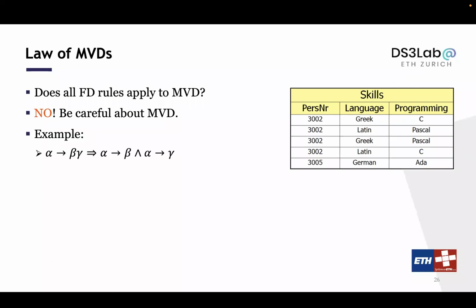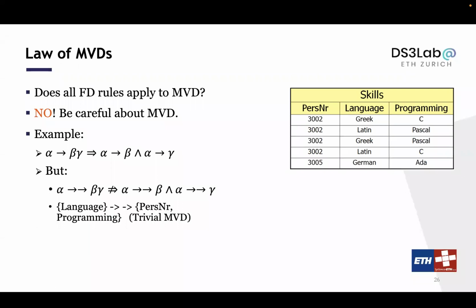So just look at one example. You have this functional dependency rule, which is actually very trivial: alpha decides beta and gamma, that's going to imply alpha decides beta and alpha decides gamma. So for functional dependency, that makes sense. But on the other hand, when we talk about a multivalued dependency, this rule doesn't really hold. You cannot decouple the right-hand side. Just a very simple counterexample: in this case, you have the multivalued dependency from language to the combination of personnel number and programming. Why? Because of the trivial one. So we talk about this.